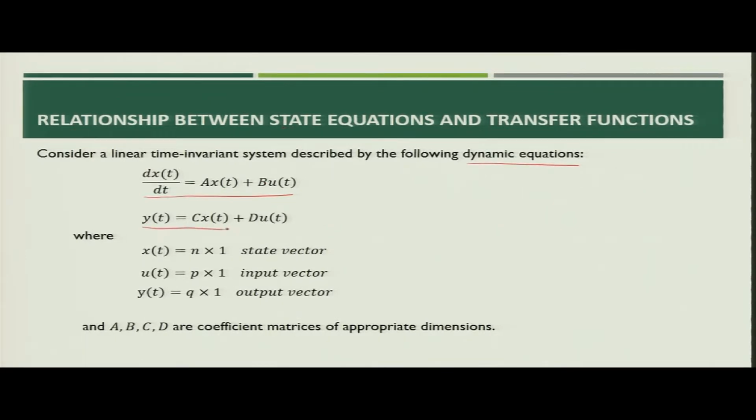y is the output equation, y(t) = Cx + Du, where x is the state vector having dimension n x 1, u(t) is the input vector having dimension p x 1, and y(t) is the output vector having dimension q x 1. Now, A, B, C, D are coefficient matrices: A and B correlate the change in the states with respect to the previous state and input, and similarly C and D define the relationship of the states with the output variables.